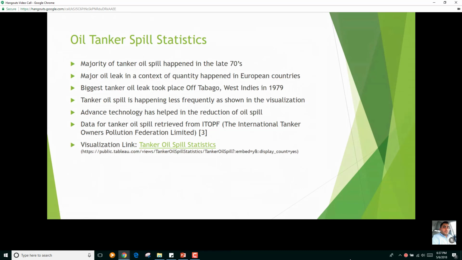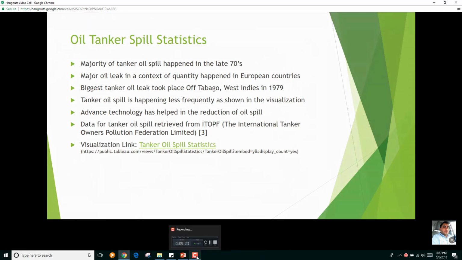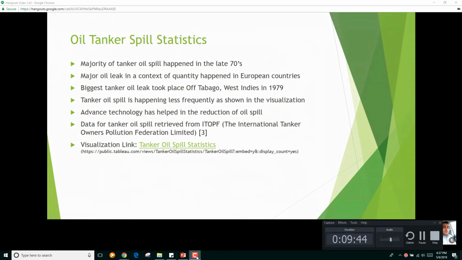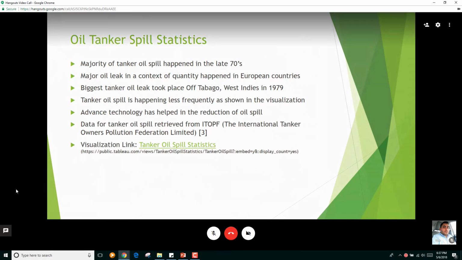Continuing on what Vikas started, we did research on the oil tanker spill. It was kind of hard to get the data. We got the records from the International Tanker Owners Pollution Federation. Since we couldn't extract the data, we had to manually put the data into an Excel sheet. We prepared the data for analysis.